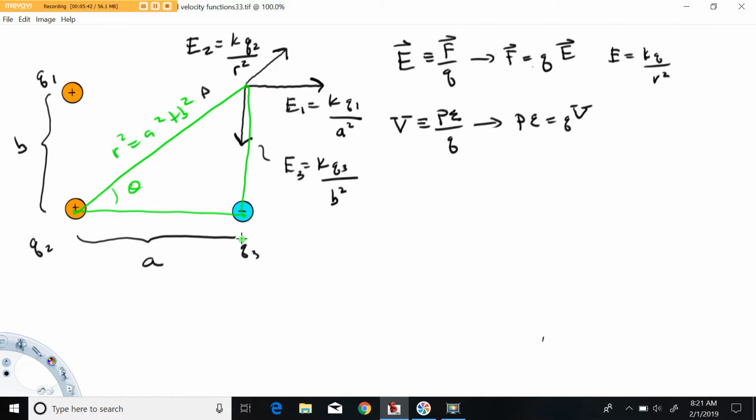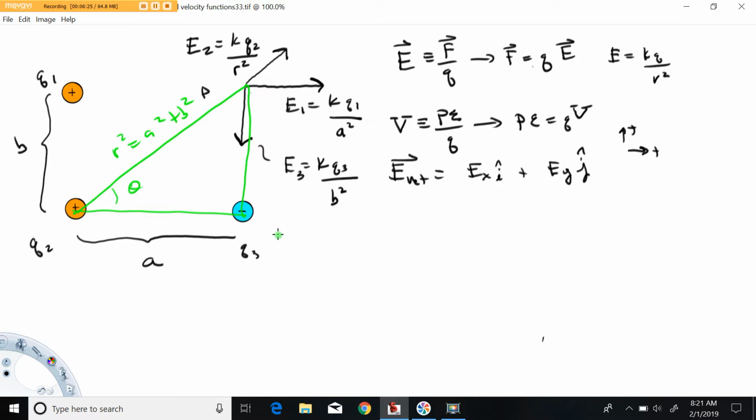Now, let's talk about adding these things. Here's what you can't do. You cannot just add this to this to this, because what we'd be doing is adding magnitudes. You have to add these vectorially because the electric field is a vector concept. So the net electric field will have an x component in the i direction and a y component in the j direction. We're going to add these, calling right positive and up positive.